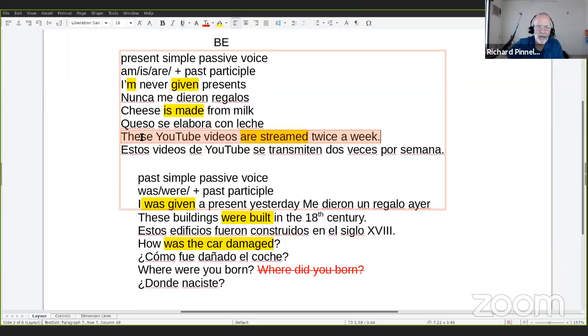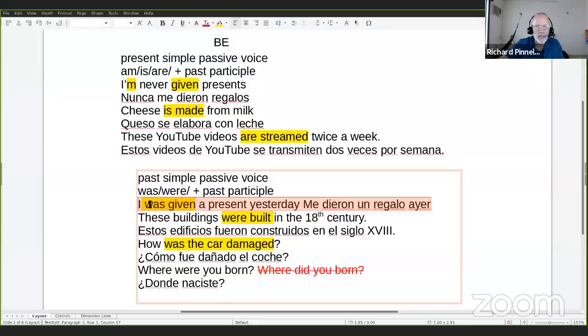Now let's carry on with the ones in the pasado. I was given a present yesterday. Good. These buildings were built in the 18th century. Good. Repito, these buildings were built in the 18th century.